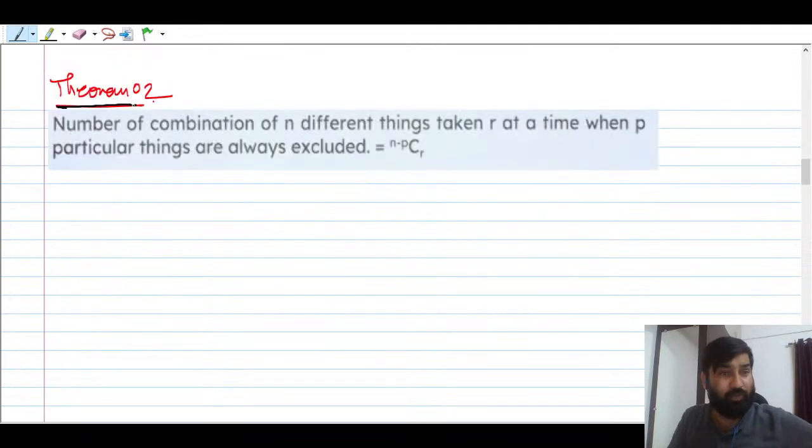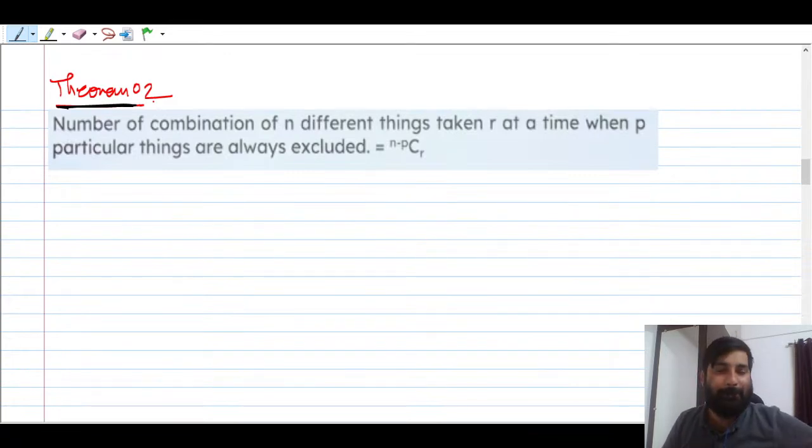The theorem number 2, it is a very interesting theorem, right? It is going to be a very interesting theorem, guys. You can take a look. So read the theorem first. Take a couple of minutes and read the theorem. Okay, read the theorem first.